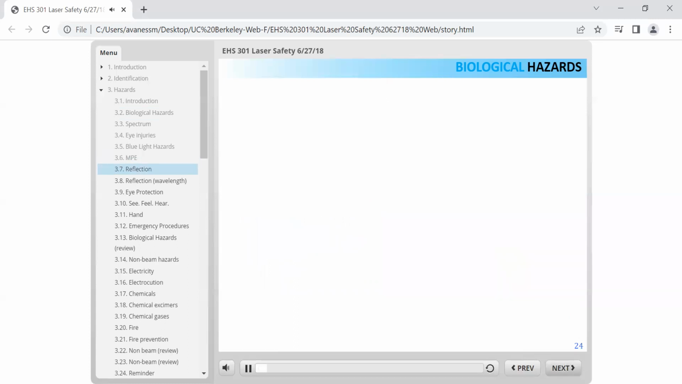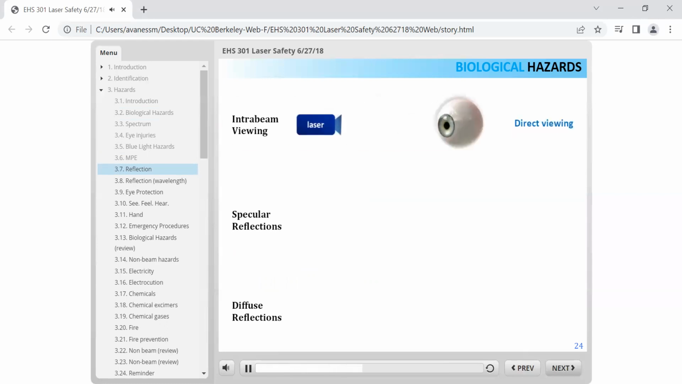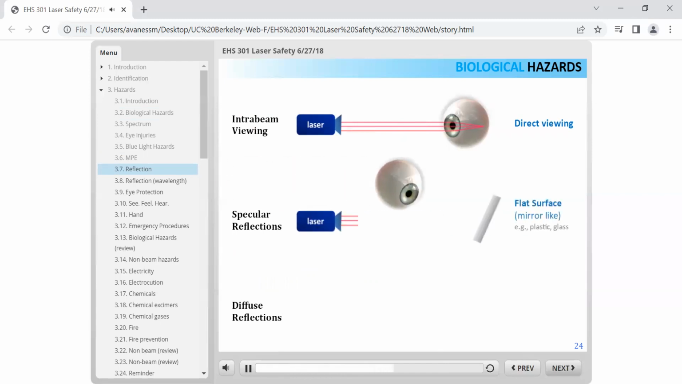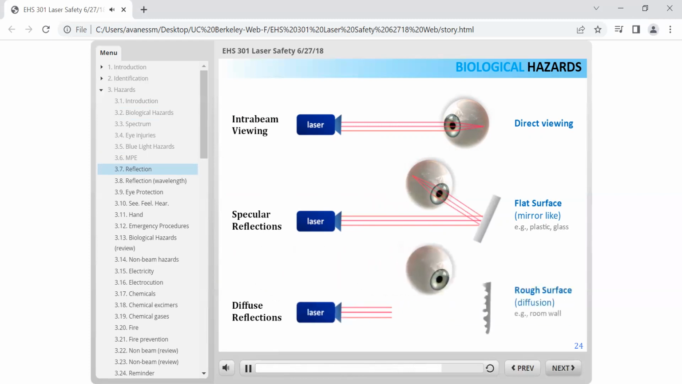How a laser light gets reflected contributes to its hazard. You can get a laser eye injury in one of three ways: intrabeam viewing, specular reflections, and diffuse reflections. Intrabeam viewing is where the eye is exposed to all or part of a laser beam. Specular reflection is when the beam hits a flat surface, such as a mirror, and is reflected in one direction. And diffuse reflection is when the beam hits a rough surface and is reflected in many directions.